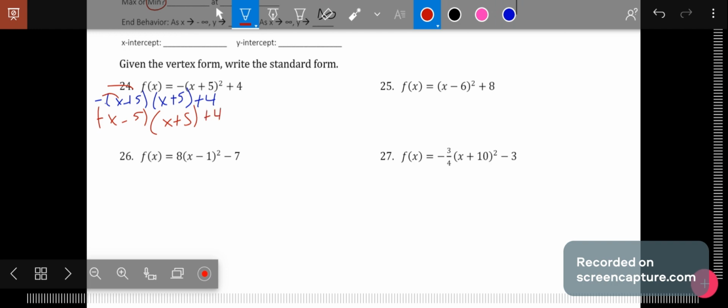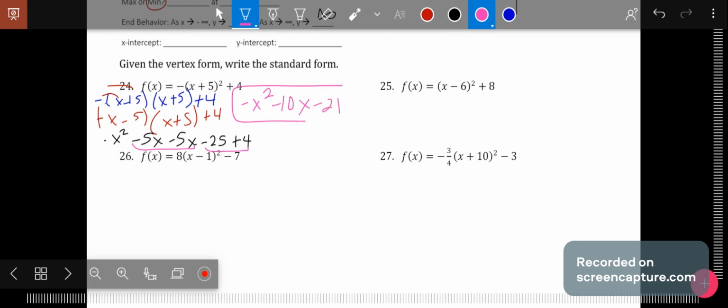We're going to use the distributive property again. So negative x times x gives me negative x squared. Negative x times 5 gives me negative 5x. Negative 5 times x gives me negative 5x. Negative 5 times 5, negative 25. I haven't used the 4 that's in the problem, so I'm going to bring it down. And then to write our final answer, we just want to combine like terms. So negative x squared minus 10x minus 21. And that'll be our final answer.